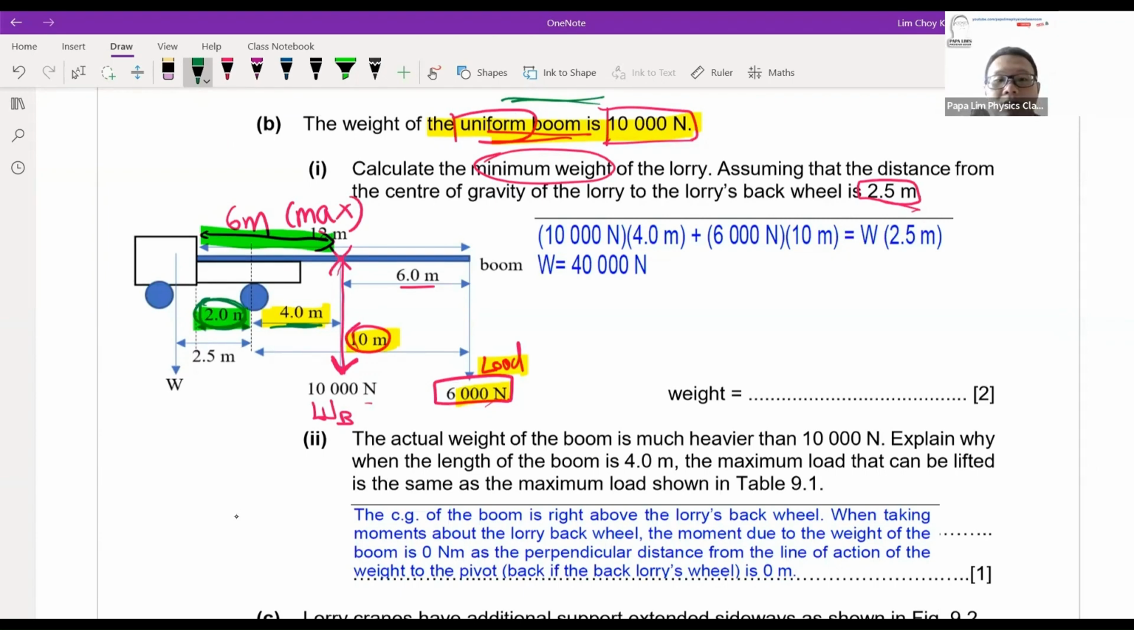So this information is actually important, because later on the distance will be needed to calculate the moment of the boom by the weight of the boom itself. Now, the other thing that students might ask is, how do I know the weight of the lorry?